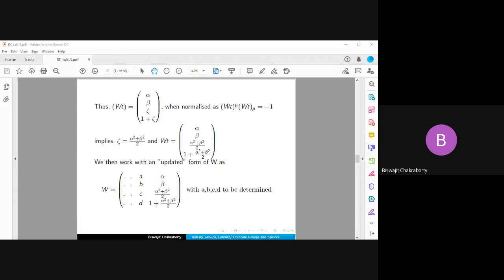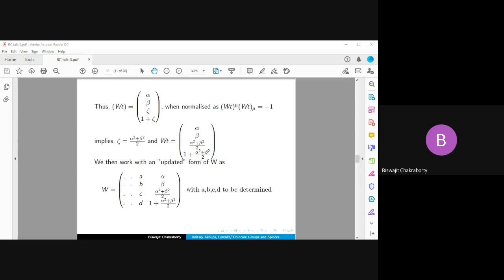So Wt, I can write in an updated form, is alpha, beta, zeta, 1 plus zeta, and now you impose the normalization condition, because T mu was minus 1, so Wt mu also will be minus 1. Again, this is a Lorentz invariant thing. So once you impose these things and carry out the calculation in this manner, you see this will give you the form of alpha, beta. Next, zeta will be alpha square plus beta square by 2, and 1 plus zeta will be 1 plus alpha square plus beta square by 2. So now we have an updated form of W.